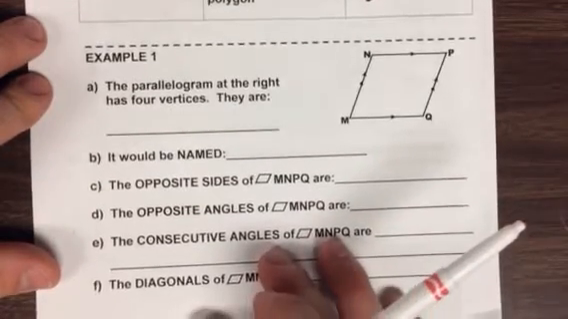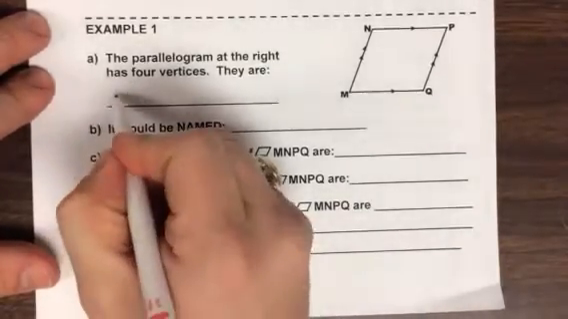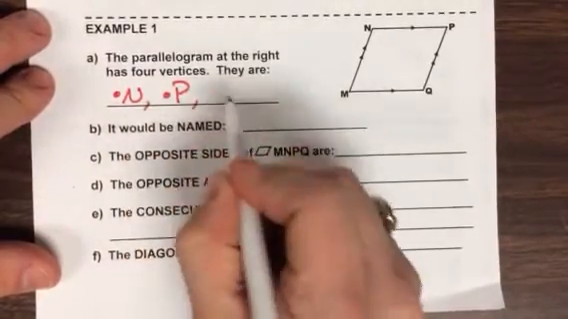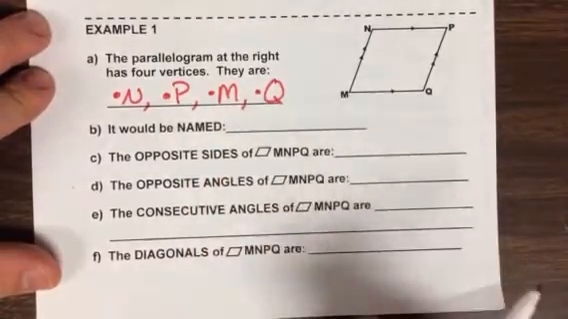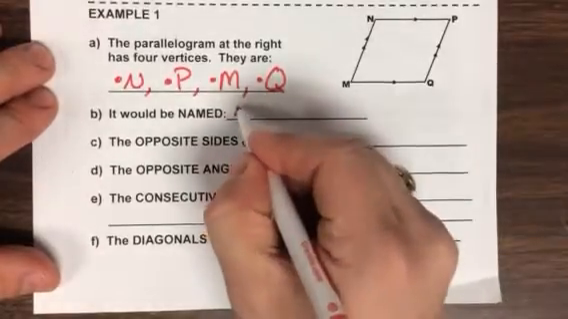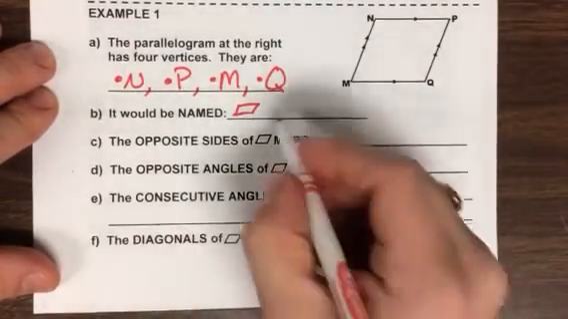So, looking at example number 1. The parallelogram at the right has four vertices. What are they? Well, we can say point N, point P, point M, and point Q are our four vertices. So, when we go to name this parallelogram, I would say it is parallelogram. Notice I draw a little parallelogram.